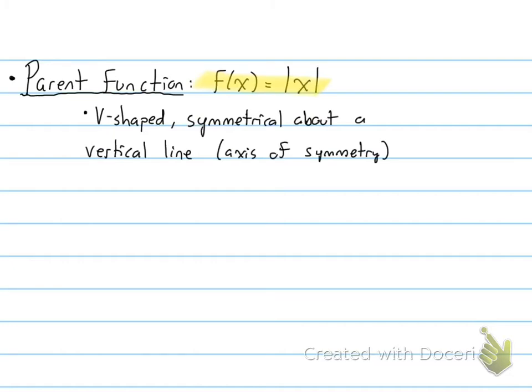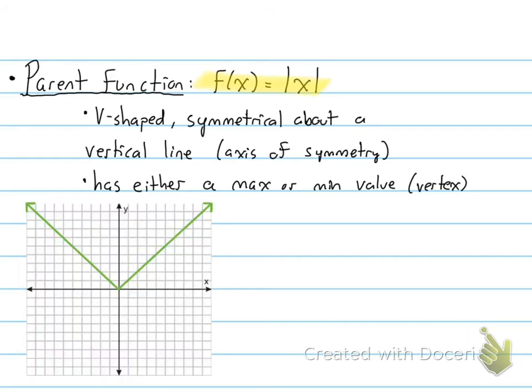An absolute value function is V-shaped. It's symmetrical about a vertical line that we call the axis of symmetry. It either has a max or min value, which we refer to as a vertex, and it looks something like this. So in the parent function, the line that cuts it down the middle is the axis of symmetry. And in this parent function, I have a low point, so I have a minimum value, which again we refer to as the vertex.